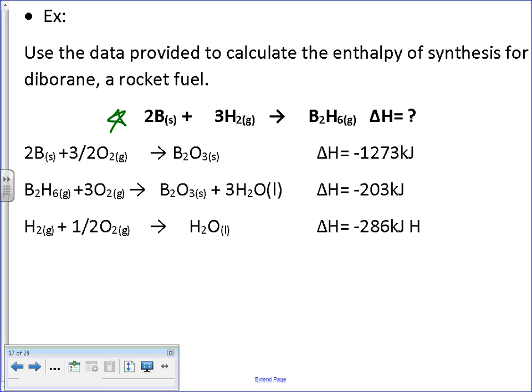This is rocket fuel. Boron plus hydrogen gas yields diboron hexahydride, or no, hydride? Yeah, hydride. Diborane, actually, synthesis of diborane rocket fuel. Okay, so if you know your target BCE, these are always going to be given to you with their delta H values assumed as well.